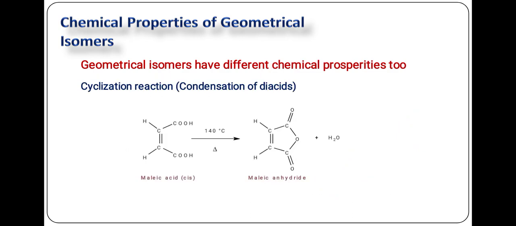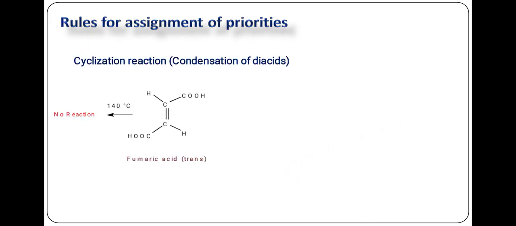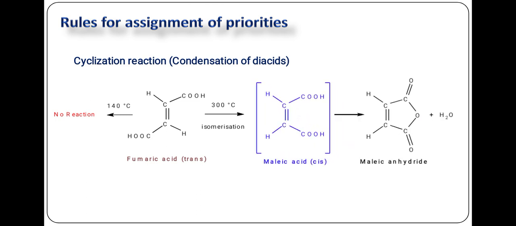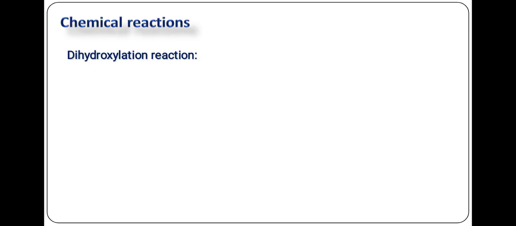Then geometrical isomers have different chemical properties. Here maleic acid is there, and when heating takes place at 140 degrees Celsius, there is a formation of maleic anhydride. This is the cyclization reaction. For fumaric acid, when the reaction takes place at 140, there is no reaction. This is the isomerization. There is a formation of maleic anhydride.